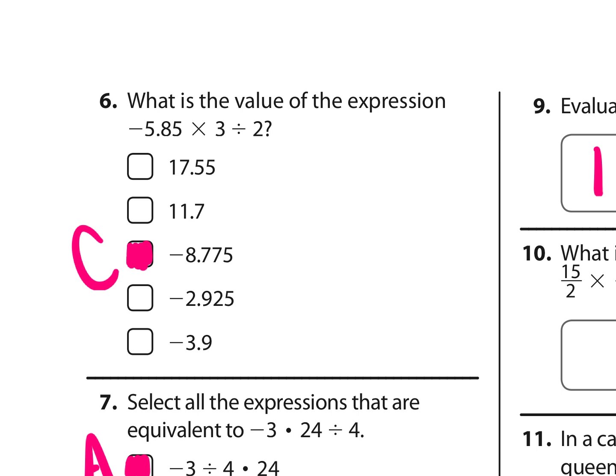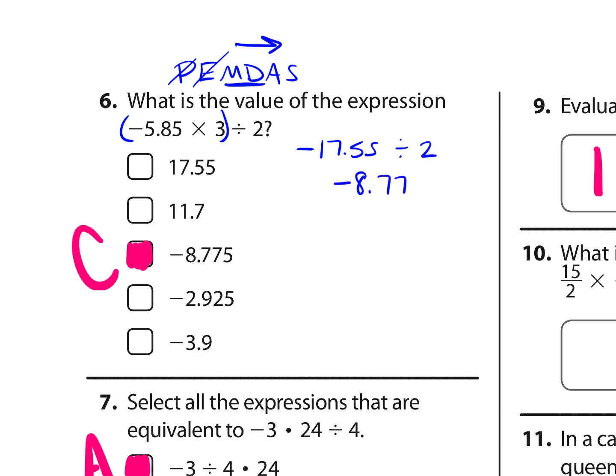What's the value of this expression? We just follow PEMDAS, order of operations. Didn't have any parentheses or exponents, but we do multiply and divide from left to right. So, negative 5.85 times 3, we can go to a calculator. And we get negative 17.55, and then we'll divide by 2. And we get negative 8.775.